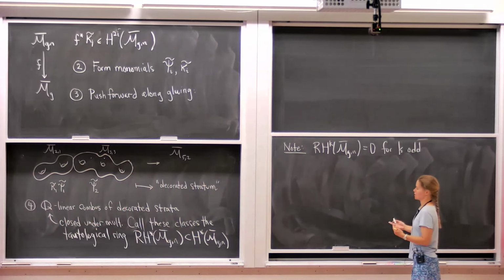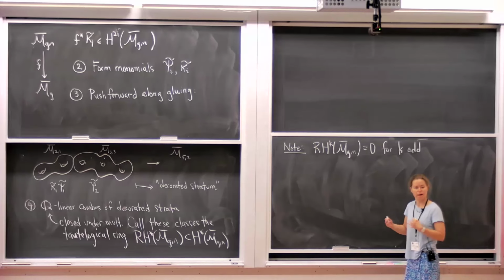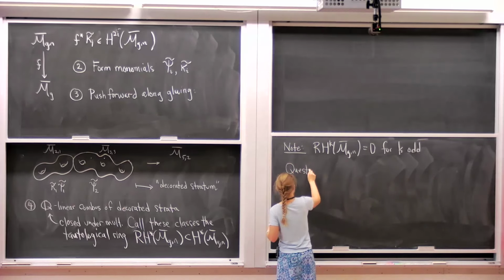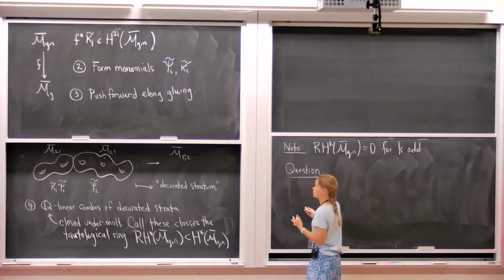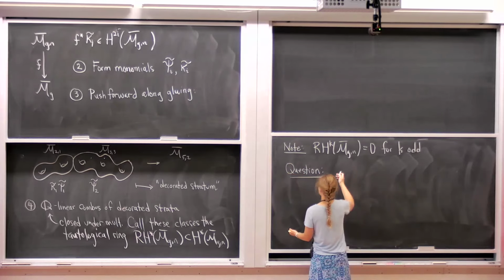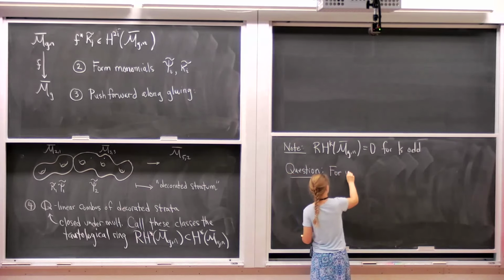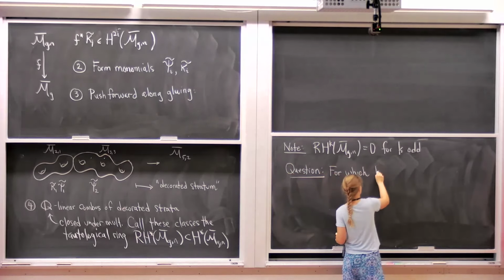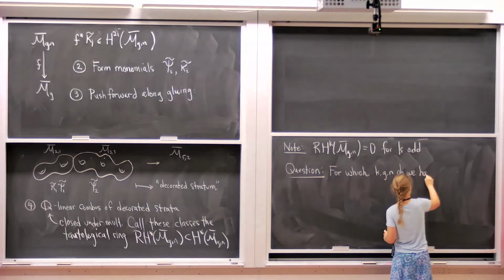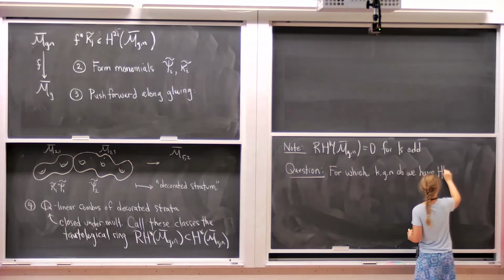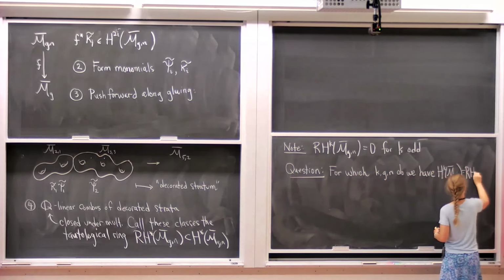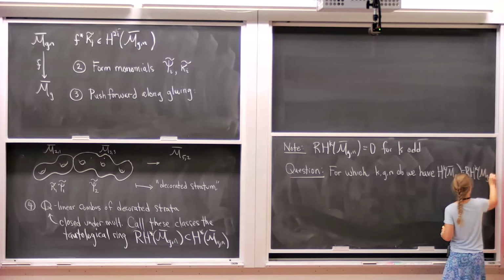So the tautological ring is the classes that we know about, that we're familiar with. And a question that's really interested me lately is what else is out there and where is it? So let's ask in particular for which triples k, g, and n do we have H^k of M_{g,n} bar equal to RH^k of M_{g,n} bar?